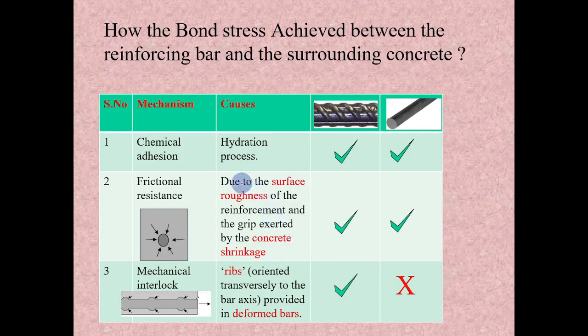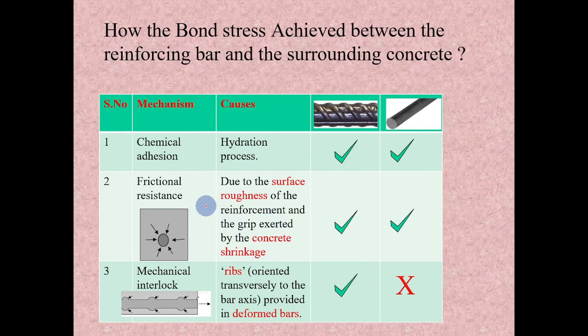So, how is the bond stress achieved between this reinforcing surface and surrounding concrete? Due to the hydration process, some chemical adhesion is developed between the reinforcing surface and surrounding concrete. This chemical adhesion can be developed in both deformed bar as well as plain bar.